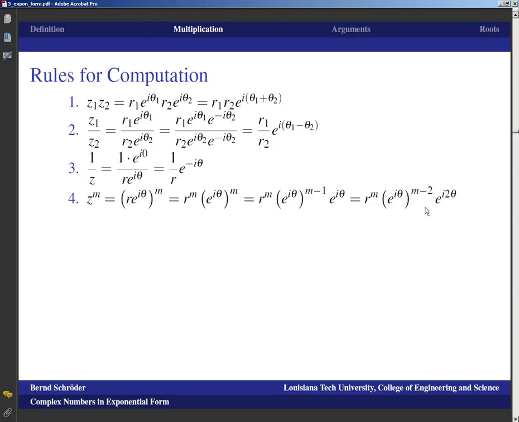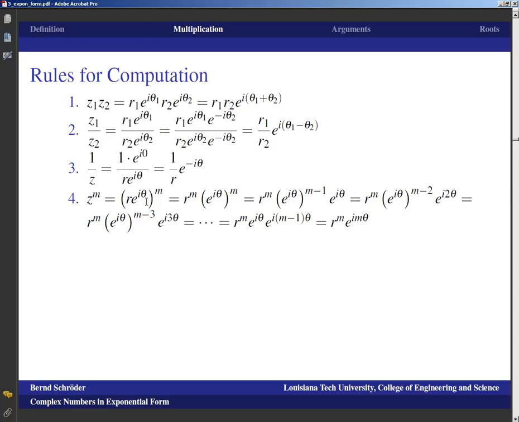And now we just keep splitting e to the i thetas off of the one on the left and sticking them into the one on the right. So we get r to the m (e to the i theta) to the m minus 3 times e to the i 3 theta. And we keep going like that all the way until we get r to the m e to the i theta times e to the i (m minus 1) theta, which is r to the m e to the i m theta.